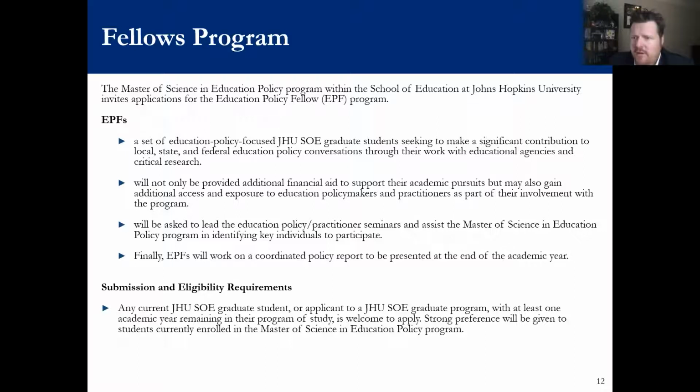It is open to everyone in the School of Education, but last year we only awarded these to those that were in our education policy program. So the education policy master's students get the first crack at this fellowship program, and if there are extra funds and spaces available, then we open it up to students across the School of Education.